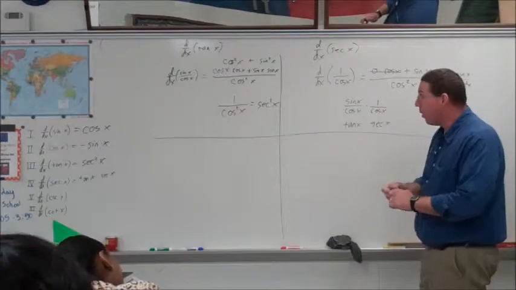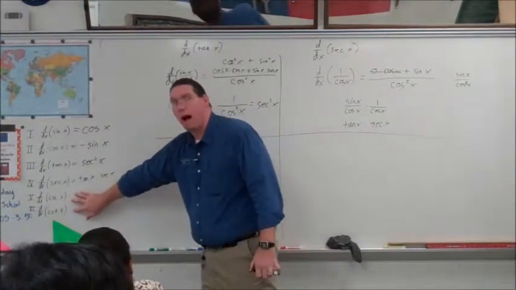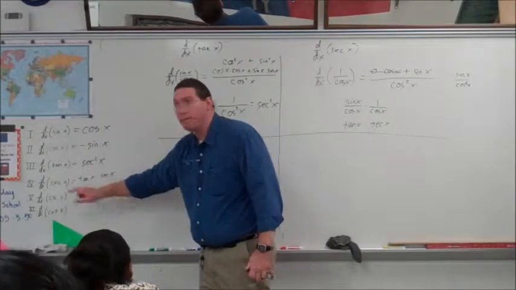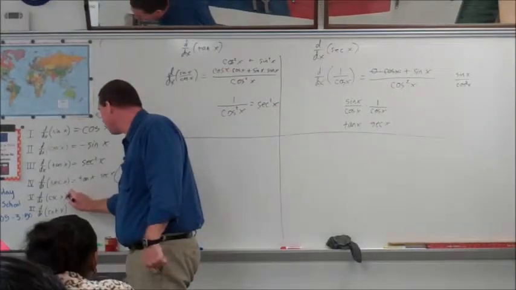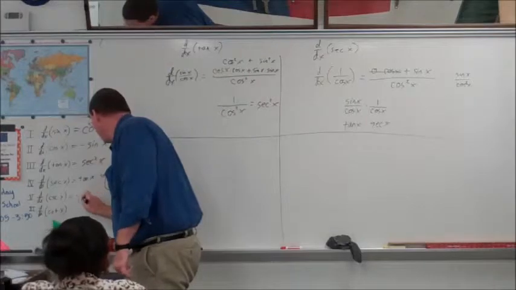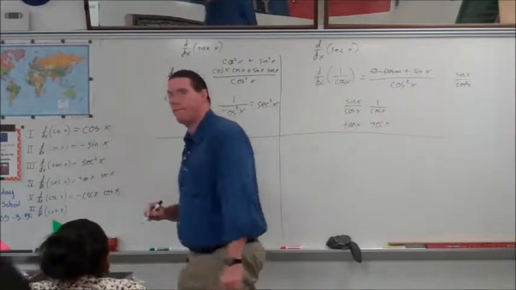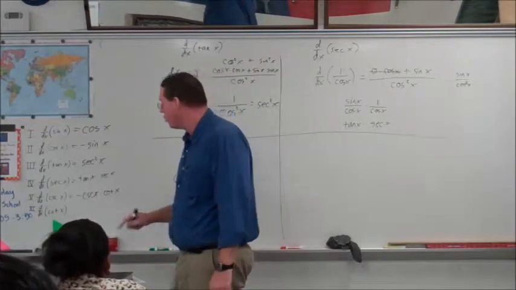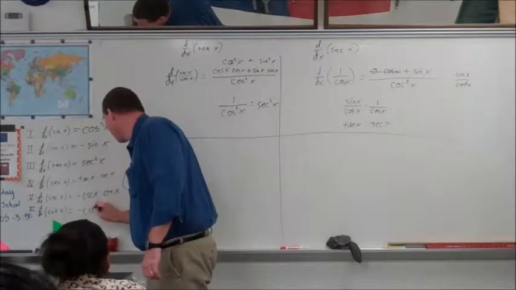Listen, we don't have time, but I still want to give you the answers. We don't have time to do these two. I recommend you do these proofs at home or find them on the internet. But let me give you the answers. The derivative of cosecant of x is negative cosecant cotangent. The derivative of cotangent is negative cosecant squared.